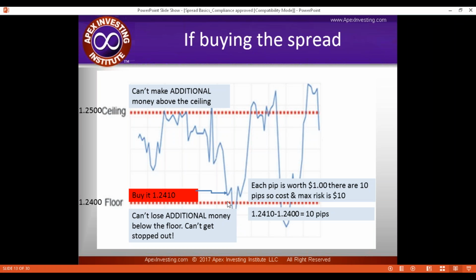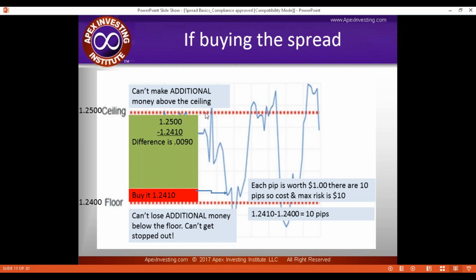Okay? Everybody get that? You really have to understand the top and bottom, the floor and ceiling cap you. They cap your risk, they cap your reward. So if I buy at 24.10, the floor is at 2400. It's 10 ticks difference. That's the most I can lose. That's my max risk. Okay?